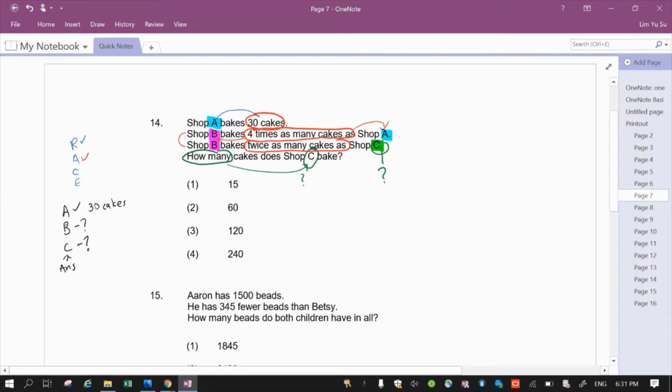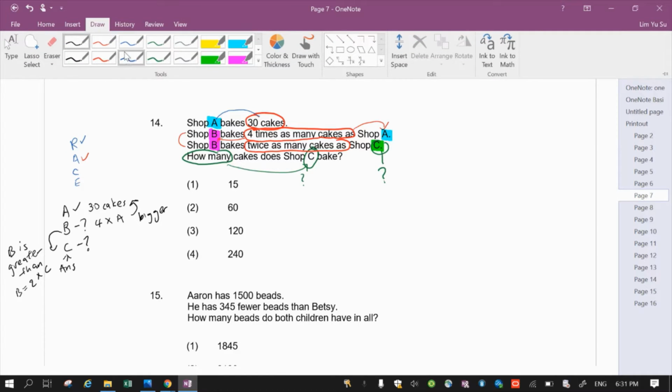Now, the next question says B 4 times as many as A. So B is 4 times of A. That means it's got bigger than A. Okay, and then B twice as much as C is. So, which is also meaning that, oh, B is also greater than C, saying that B is actually 2 times of C. Now, this may be a little bit confusing, and that's why I would say the model method really helps.